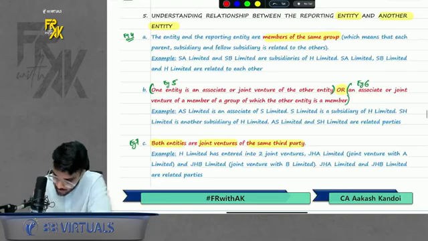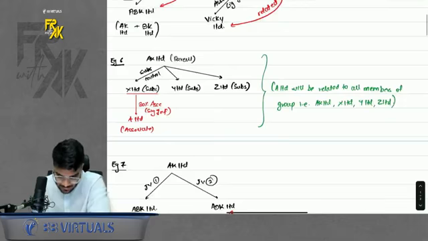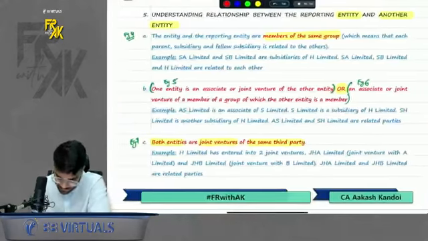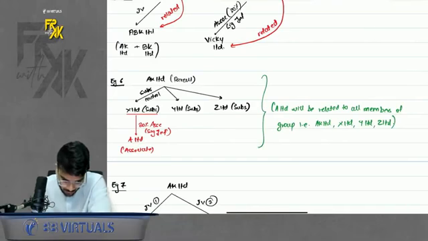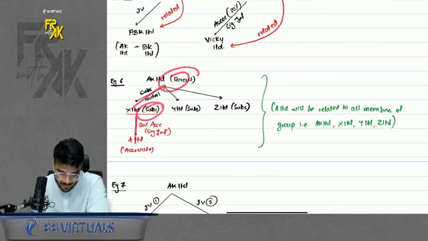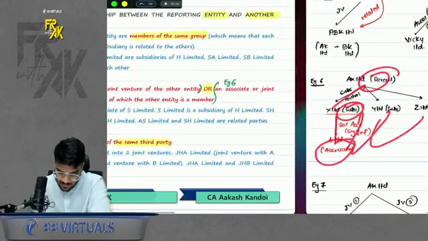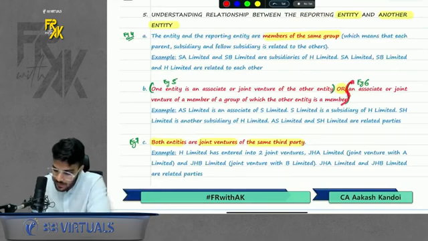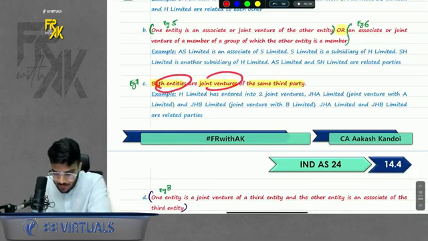Okay, next part. An associate or joint venture of a group of which the entity is a member. What is the meaning of this? For this, example number 6 is there. Let's say you have control over one company, and this subsidiary has one associate. So in that case, AK will be related to A Limited as well, and this A will be related to all the companies also. So basically if you have a subsidiary and that subsidiary has an associate, this associate also becomes related to all the companies. The same thing was mentioned here. When you read the theory now, you will not understand what they are trying to say. When you read the example, you will understand.